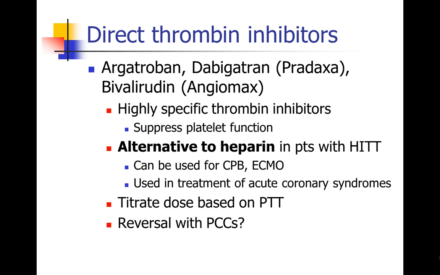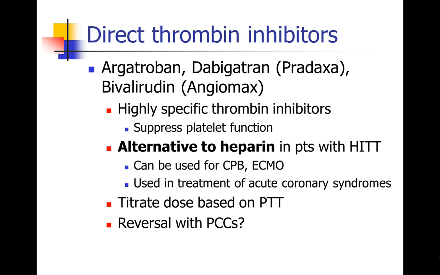But we'd like to discuss some of the basic principles here, and you should certainly be familiar with these drug names so that when you hear them, you start to understand that there are some implications you need to be thinking about. So the direct thrombin inhibitors, remember thrombin is sort of the end of the coagulation cascade, really one of the major players in creating clot. So argatroban, dabigatran, which is Pradaxa, bivalirudin, which is Angiomax, these are all thrombin inhibitors. And they also have some function by suppressing platelet function.